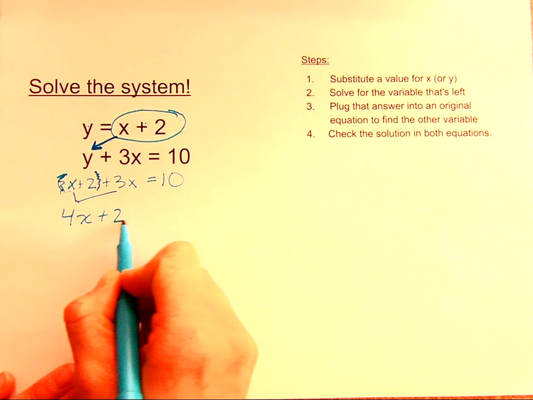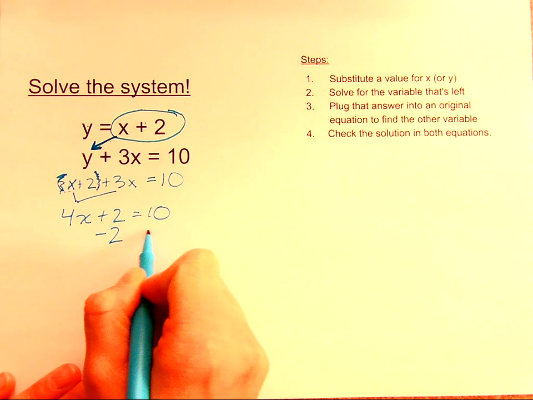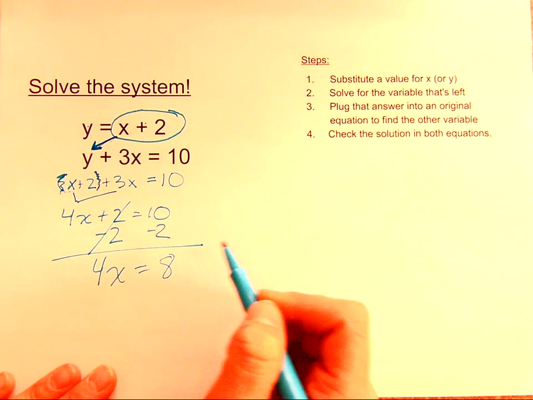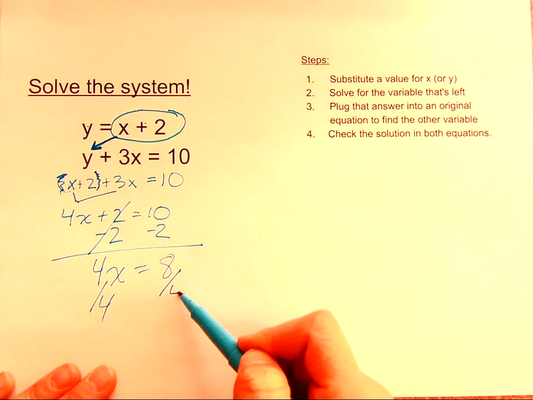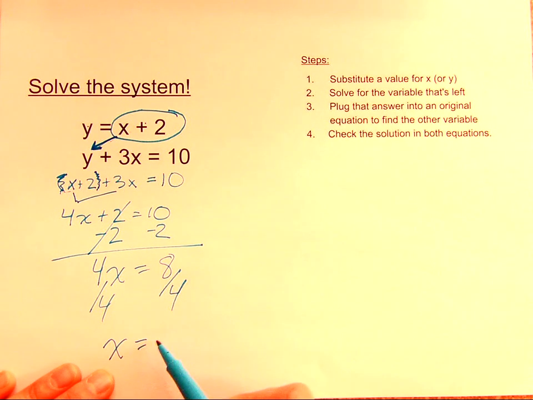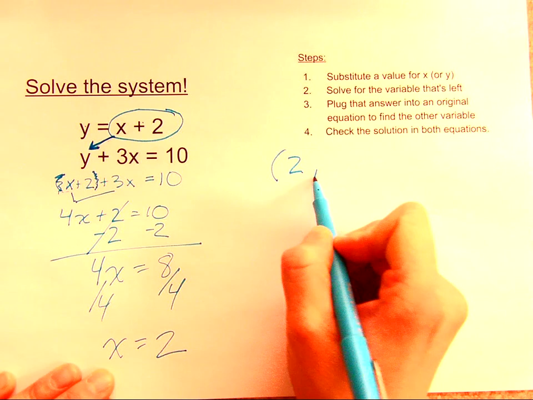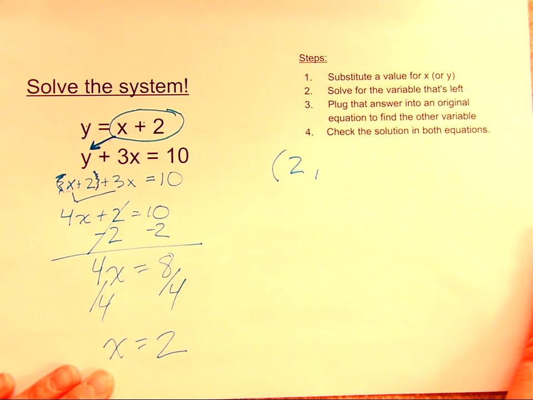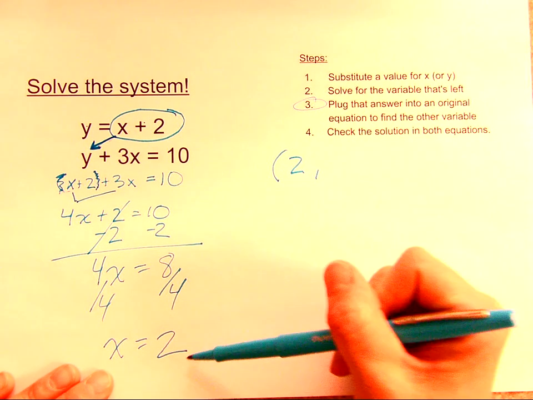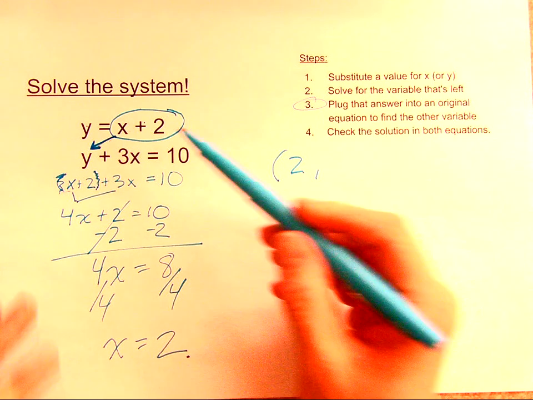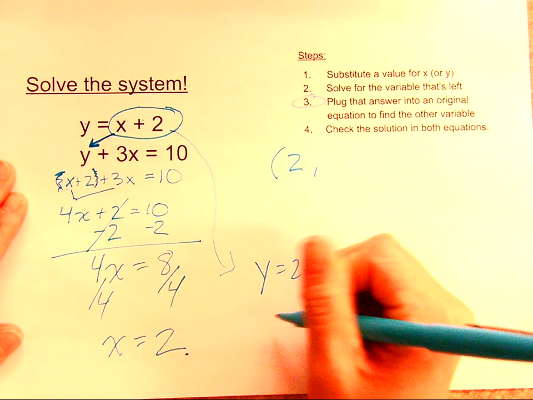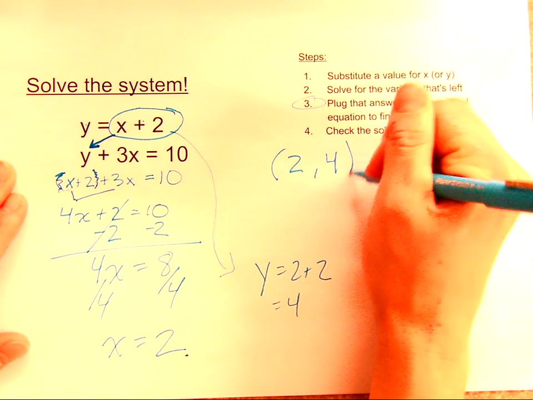Now I can combine my like terms. 4x plus 2 is 10. If I subtract 2 from both sides, 4x is equal to 8. Divide both sides by 4. X is equal to 2. So I've got half of my answer. If you stop here, you're only going to get half your points on the test. All right, step 3, plug this answer into one of my equations. I'm going to pick the first one. So y is equal to 2 plus 2. So y is equal to 4.